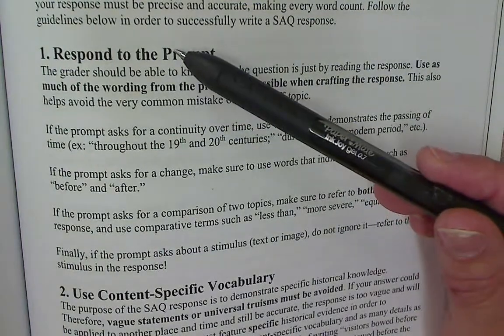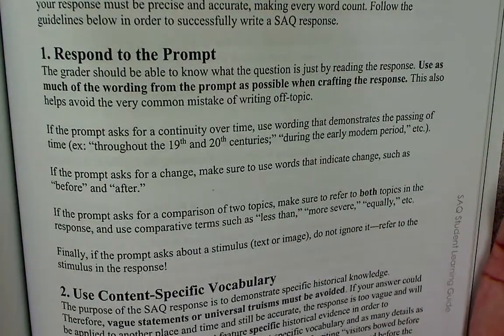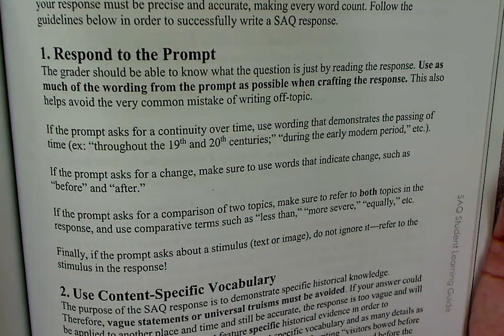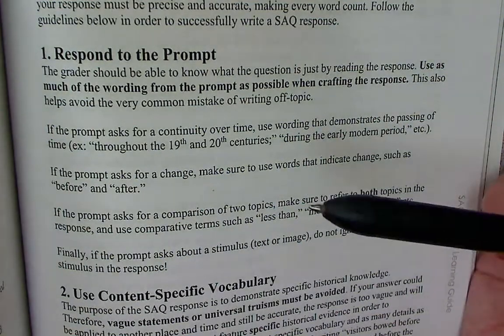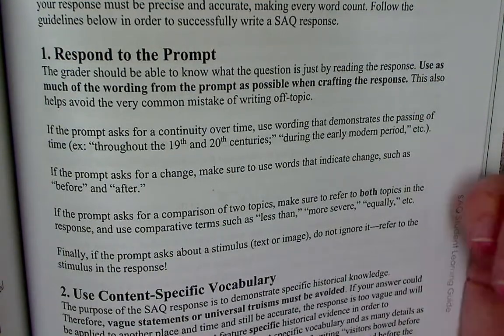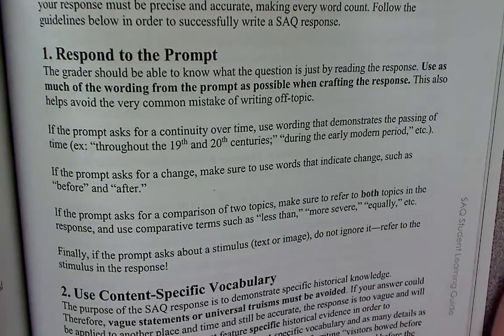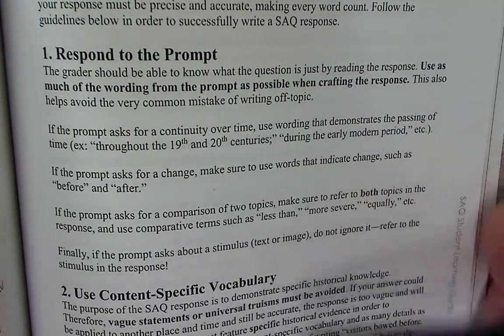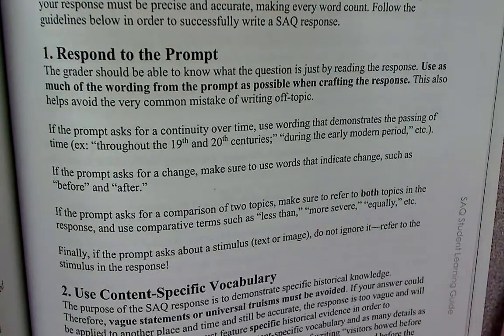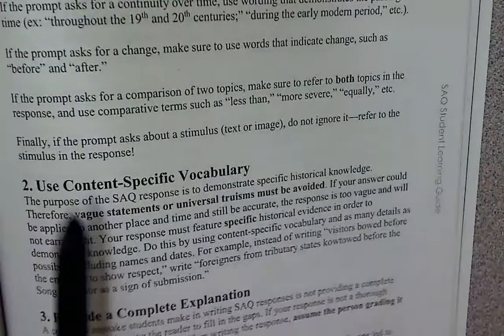question is asking, and then I want you guys to respond to the prompt. Me as a grader, pretend I know nothing about history, I should be able to figure out what the question is asking just by you answering it. So try to use as much wording from the prompt as possible. Don't use the prompt word for word, but if there's a word like continuity, which is what stayed the same throughout this time period. If it's asking for a change, like before this and then after. If it's asking for a comparison, make sure that you use comparative words. This is the most important thing.